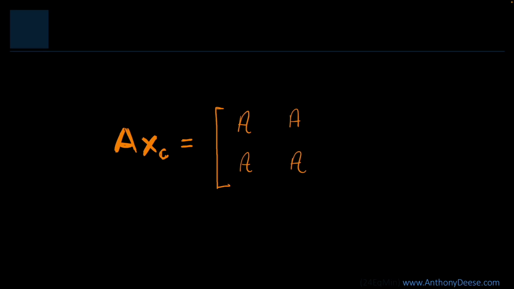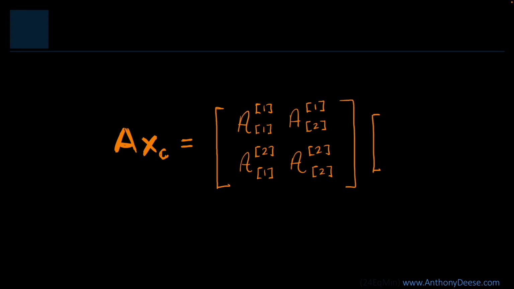Now, for the first column, we have 1 and 1. For the second column, we have 2 and 2. So we are using the subscript indices to indicate the column, and then the superscript for the row. So for the first row, we have 1 and 1, and then we have 2 and 2, and then we multiply that by, this is again supposed to be italic, x column 1 and x column 2.